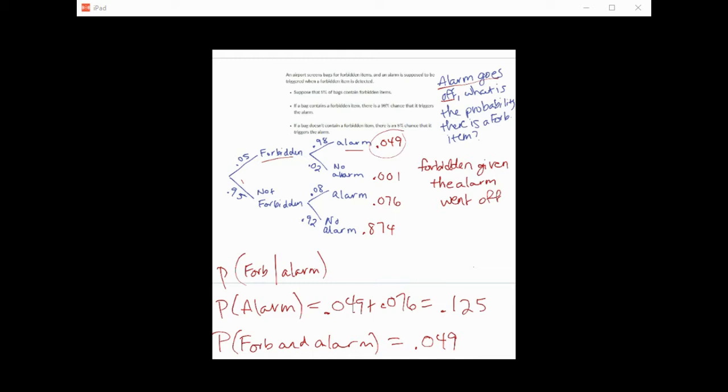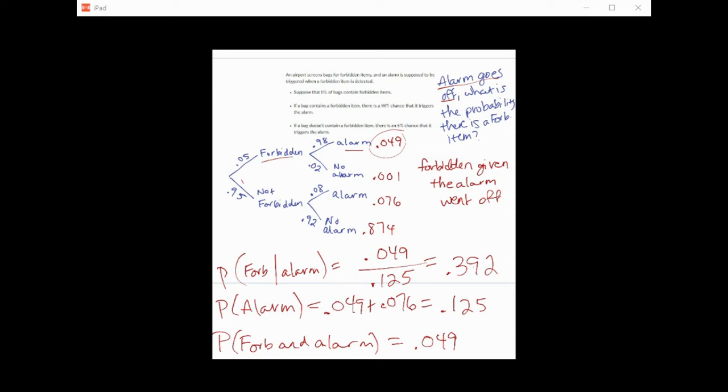So then we just divide. 0.049 divided by 0.125 is 0.396. So if the alarm goes off, there is a 39% chance that there will be forbidden items in there. And the reason why it's not higher is because it's such a small percentage of people that even have forbidden items, if that makes sense. Because 95% of people don't. But I would say that's pretty good odds, if you're trying to catch them.